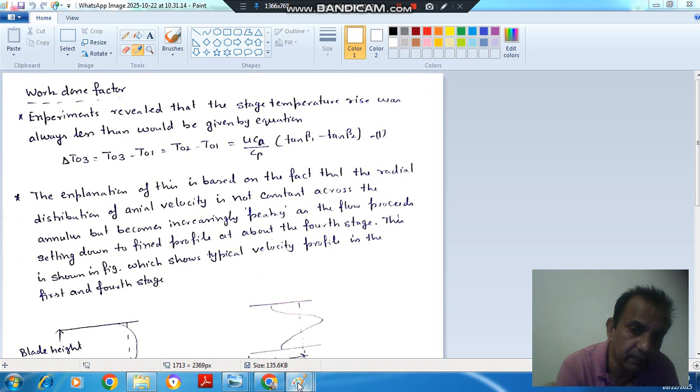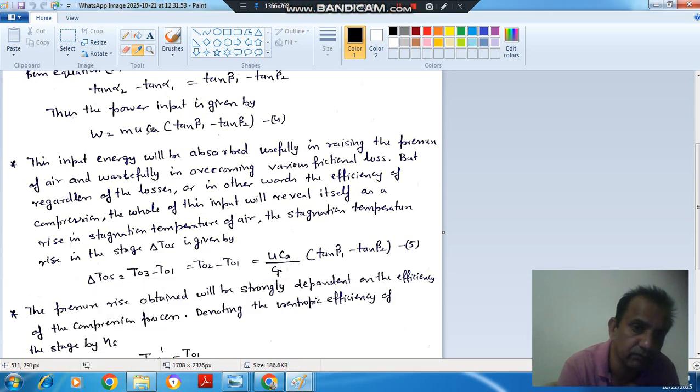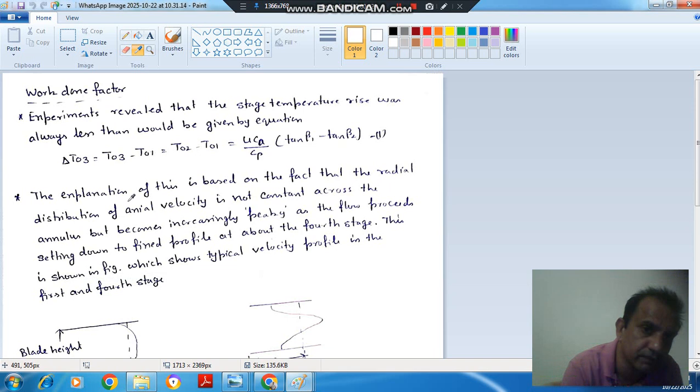We have derived the expression for work done and stagnation temperature rise in the previous video. This was your work done and this was your stagnation temperature rise. But actually the experiment shows that the actual stagnation temperature rise is less than the value given by the equation, which assumes Ca is constant. So there are some losses or drawbacks that we will discuss, and to account for these drawbacks or losses we will introduce a work done factor.